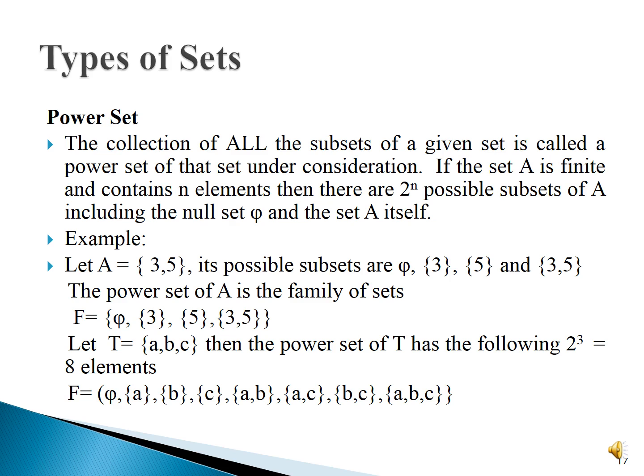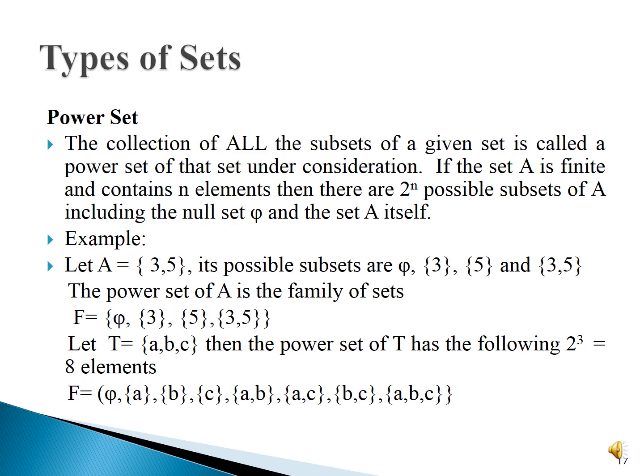In another example, let T be a set which has the elements A, B, C. Then the power set of T has 2 raised to 3 equals 8 elements. As we know, the set T has 3 elements, that is A, B and C. So the power set of T will be calculated as 2 raised to 3, which equals 8, and therefore the family of sets should have 8 elements.